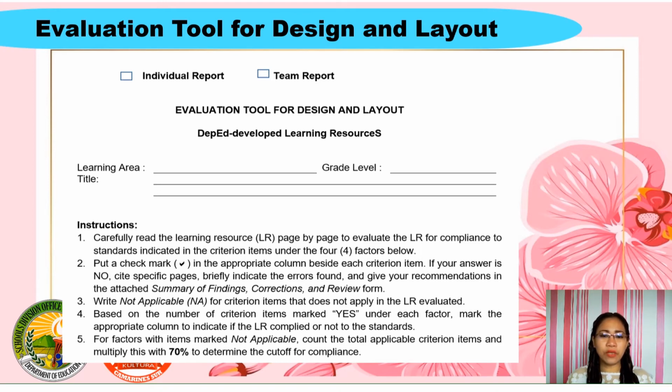Write not applicable or NA for criterion items that do not apply in the LR evaluated. Based on the number of criterion items marked yes under each factor, mark the appropriate column to indicate whether the LR complied or not with the standards. For factors with items marked not applicable, count the total applicable criterion items and multiply this with 70% to determine the cutoff for compliance.